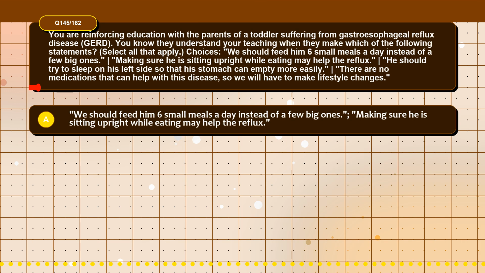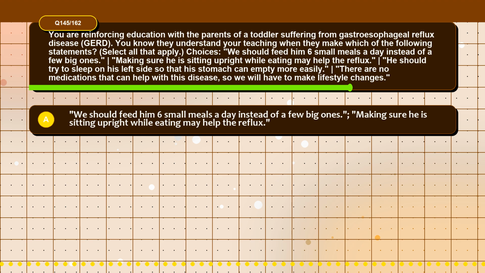Question 145. You are reinforcing education with the parents of a toddler suffering from gastroesophageal reflux disease, GERD. You know they understand your teaching when they make which of the following statements? Select all that apply. Choices. We should feed him 6 small meals a day instead of a few big ones. Making sure he is sitting upright while eating may help the reflux. He should try to sleep on his left side so that his stomach can empty more easily. There are no medications that can help with this disease, so we will have to make lifestyle changes.